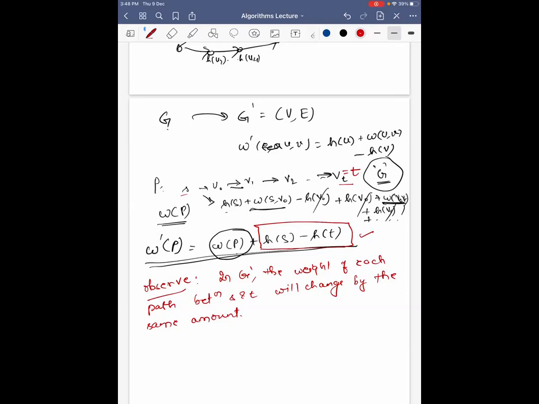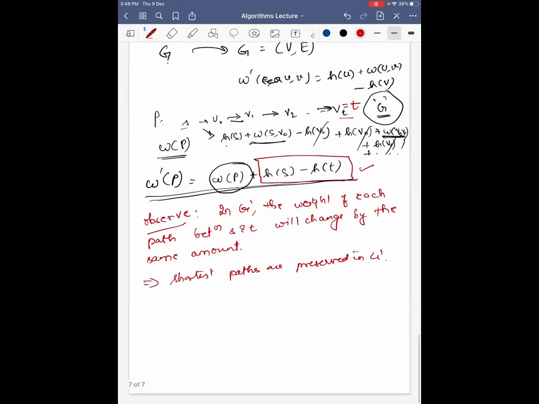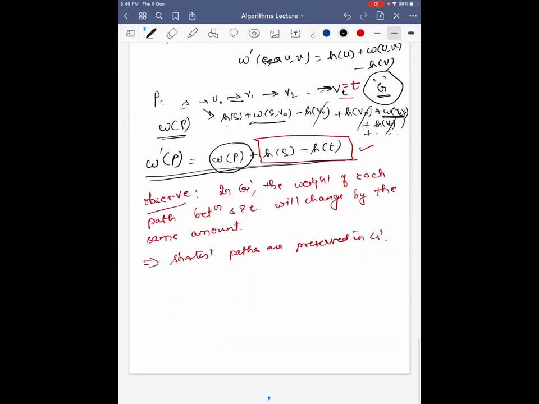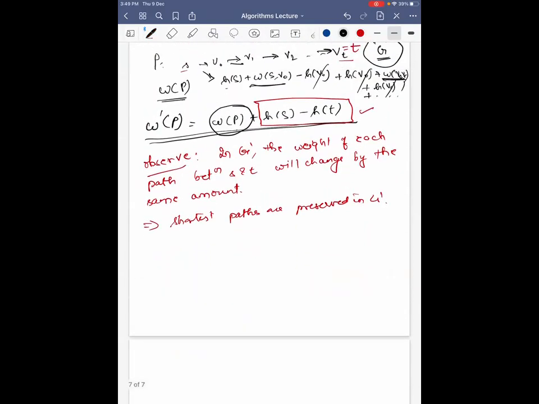So any path that was the shortest path between S and T would continue to remain the shortest path in G dash as well. So this implies that the shortest paths are preserved in G dash. Right? Yes, no? Yes, sir. Right.